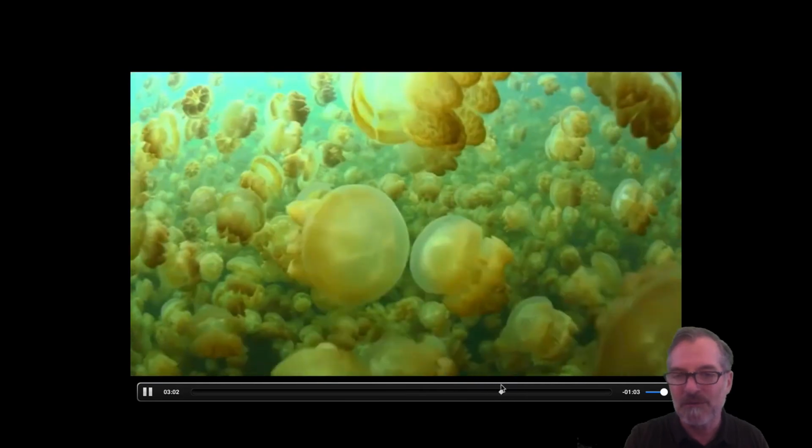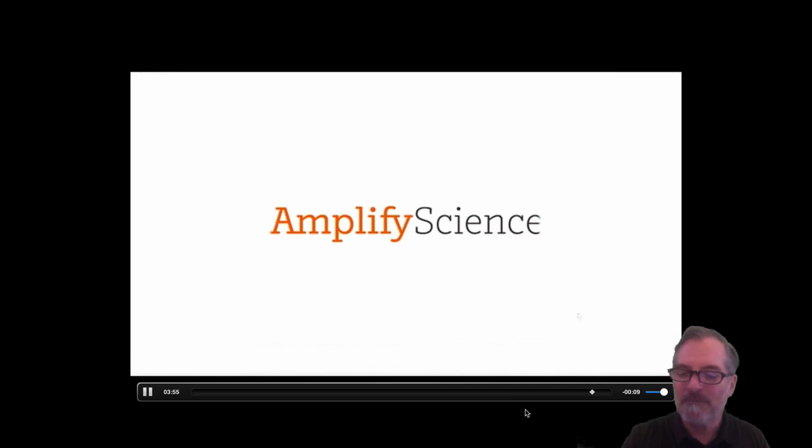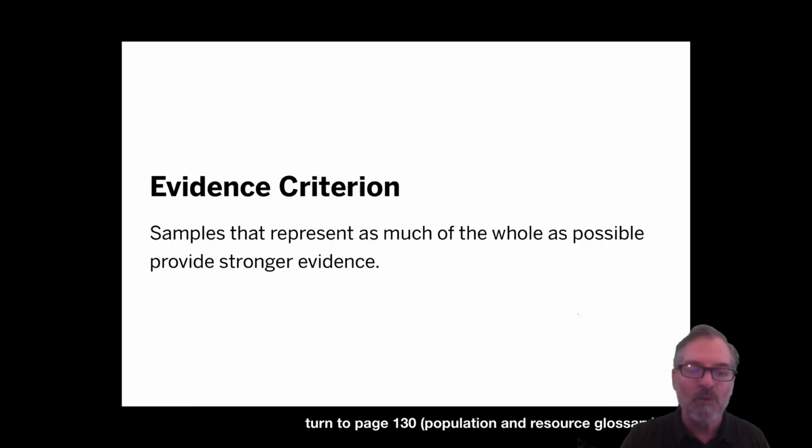So what they would do is actually use a bigger net, drag it out to do a field sample, and they would get quite more individuals, you can see right here. And so what they would do is test at different sites. And so here we go. When it comes to evidence criteria, samples that represent as much of the whole as possible provide stronger evidence.